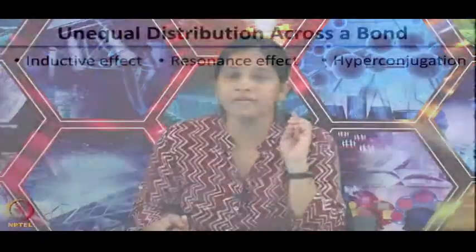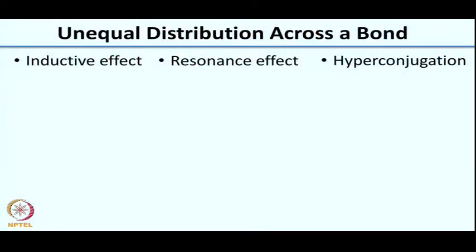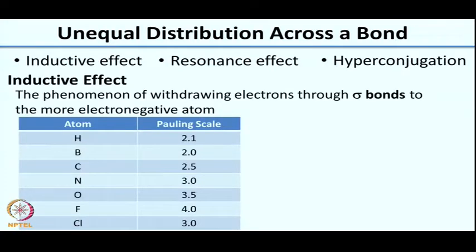So what we need to look at is what are ways in which there is this kind of a charge buildup in organic molecules. There are three effects which you would have come across even in your 12th standard books. They are inductive effect, resonance effect and hyperconjugation. So when you talk about inductive effect, it is essentially the phenomenon of withdrawing electrons through sigma bonds. And here comes a very important concept of electronegativity.